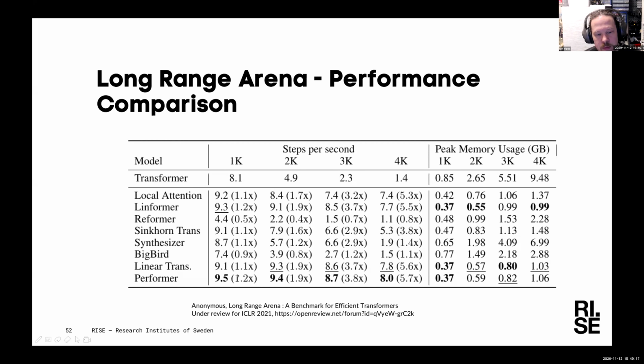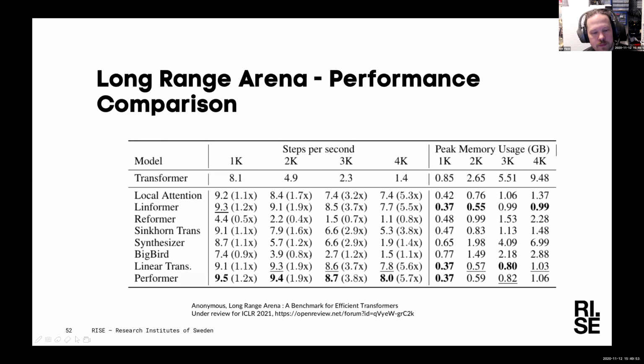We can see for time complexity, so these 1K, 2K, 3K, 4K, that's the sequence lengths. So you see that 4K is 4 times the length of the first, obviously. So what we would like to have is kind of a linear decrease in number of steps per second. And we can see that the Performer here is actually performing really good. While for peak memory usage, we would like to see a linear increase in memory. And we see once again that Performer is doing really well here.